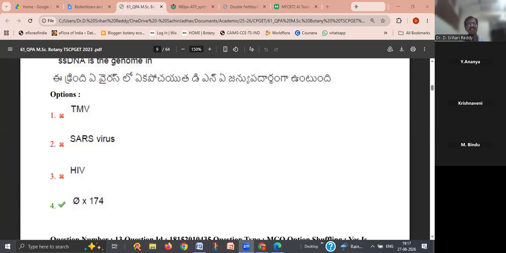And the question is about the single strand DNA. We already discussed that single strand DNA is present in phi X 174 virus and also M13 phage. It is not given here. Single strand DNA is present in M13 phage also. So particularly M13 phage is used in the cloning experiments also, since it contains single strand DNA. So the right answer is this fourth one.